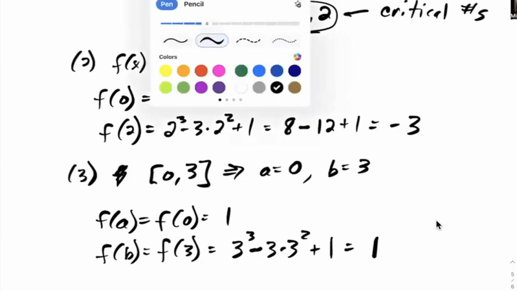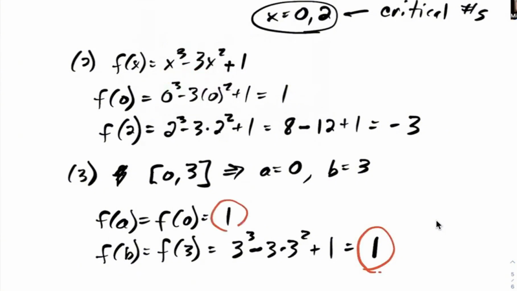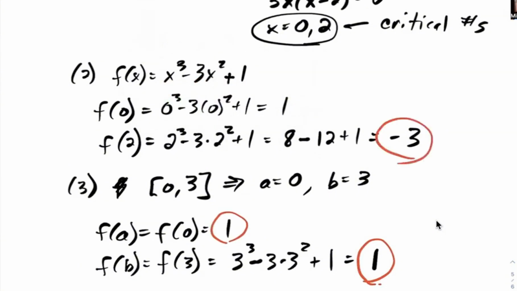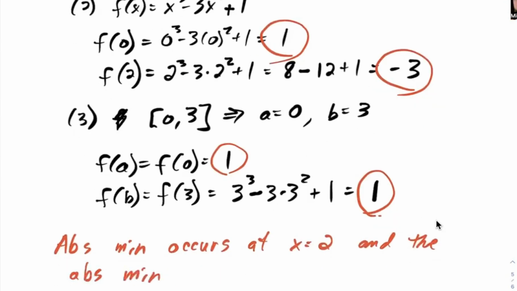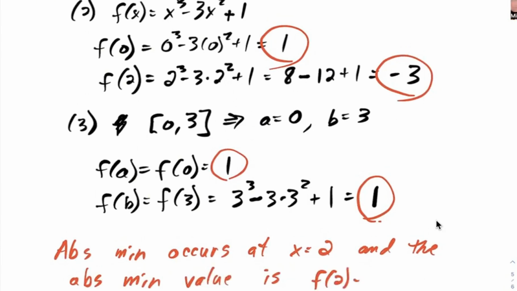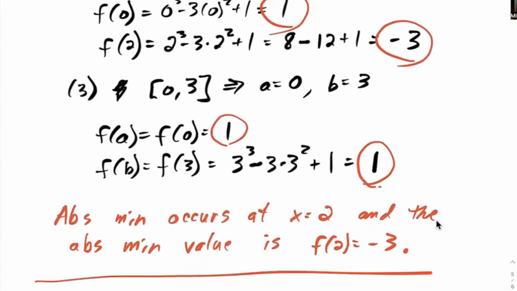So the values I have are 1, 1, negative 3, and 1. The absolute min occurs at x equals 2, and the absolute min is f of 2 equaling negative 3. Again, be careful how you phrase this. The min occurs at x equals 2, but the absolute min value is negative 3. All right, that should help you with the homework. Hope that helps you, and have a good day.